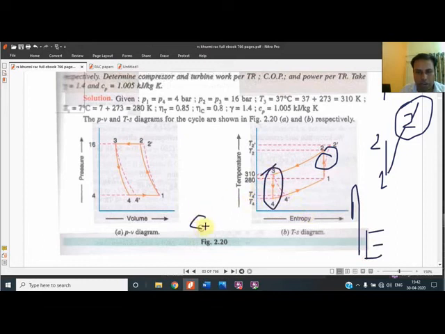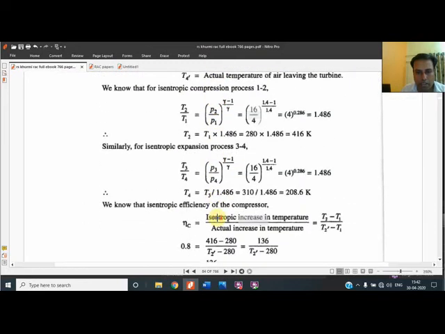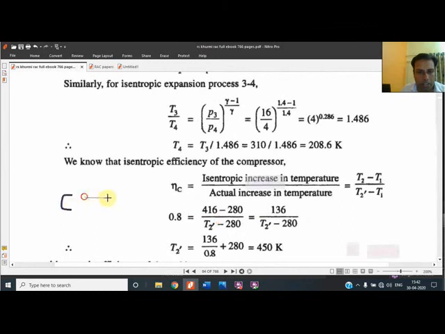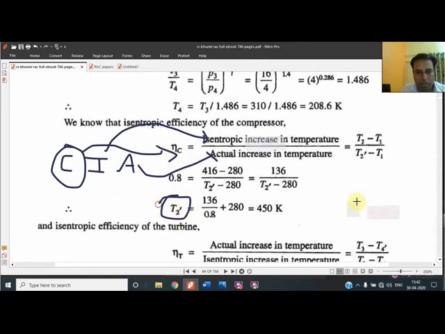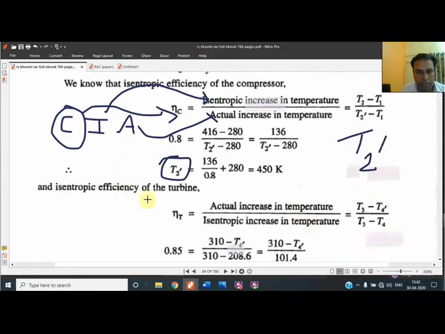And I have told you a trick also. The trick is CIA. Isentropic will sit in the numerator and actual will sit in the denominator whenever there is compression. In this way the dash temperature, the actual temperature, will be known, because this is the only method to get the dash point. And if it is a turbine, means an expander, we will just make it opposite: actual will be the numerator and isentropic will be the denominator.